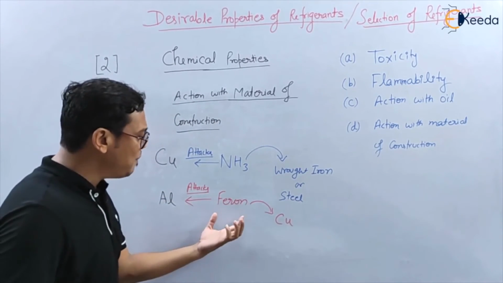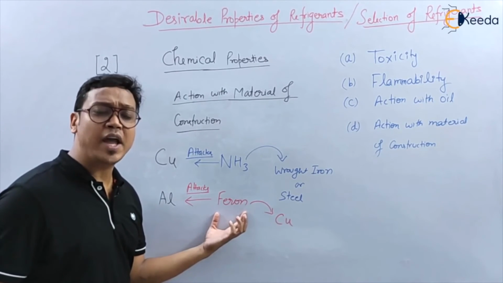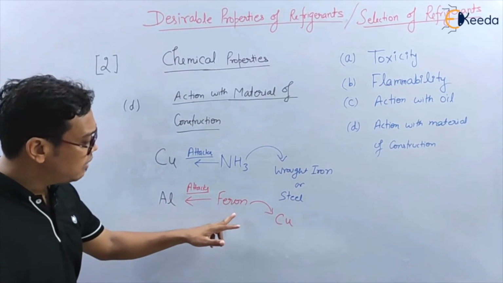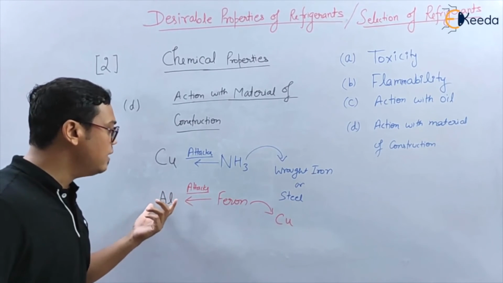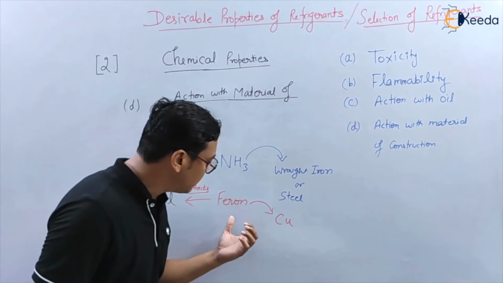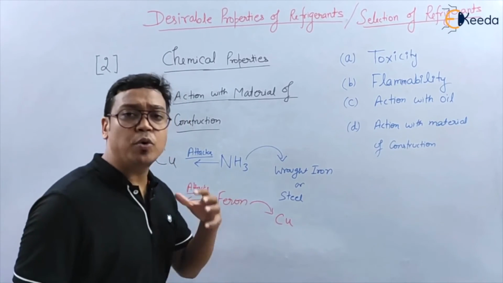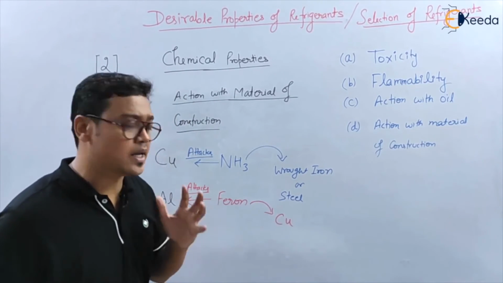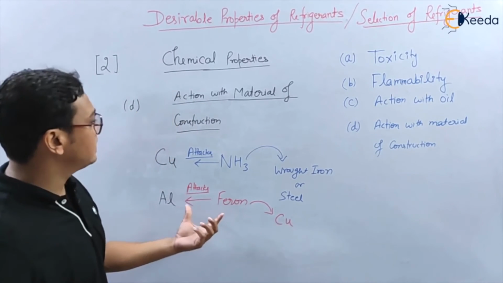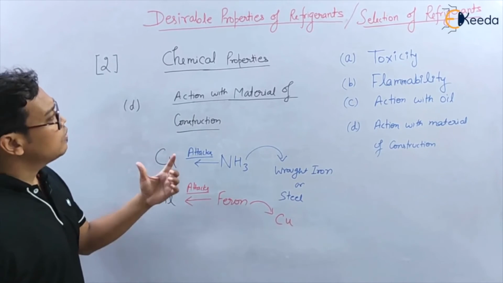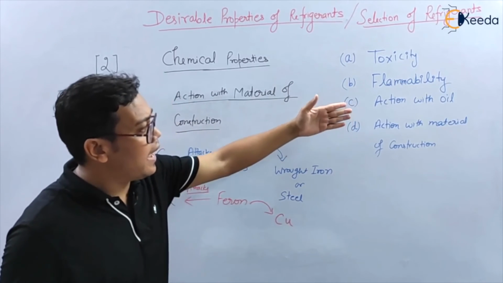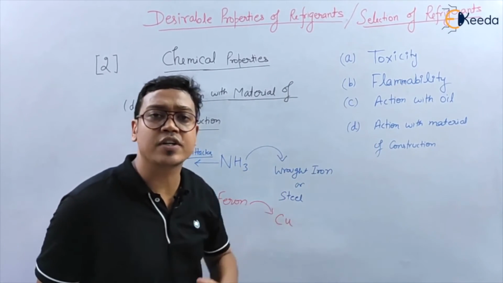Similarly, freon attacks aluminium. That means freon damages the materials which are made up of aluminium. So in that case, I have to construct the system with copper if I am using freon. So friends, we have seen the chemical properties, toxicity, flammability, action with oil, action with material of construction.